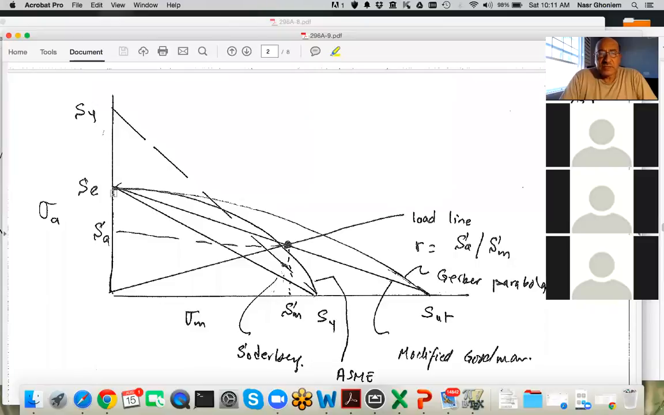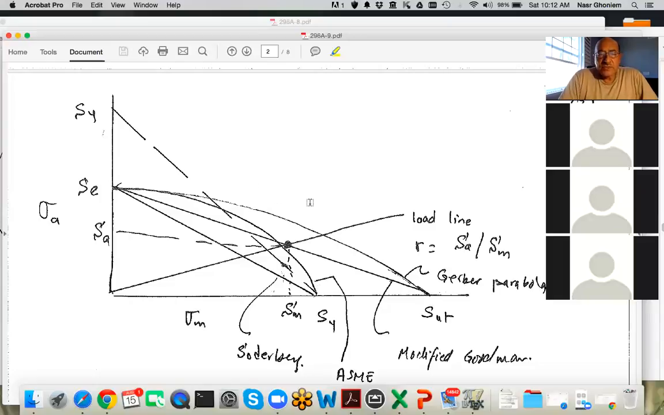The Gerber is a parabola, so it's a parabola right here, and it goes to the ultimate. And the modified Goodman is a straight line. It goes from S endurance all the way to the S ultimate. So it gives you more of a design margin than Soderberg. And the ASME is an elliptic equation that goes from S endurance to S yield. So we've seen all of that in the lectures.